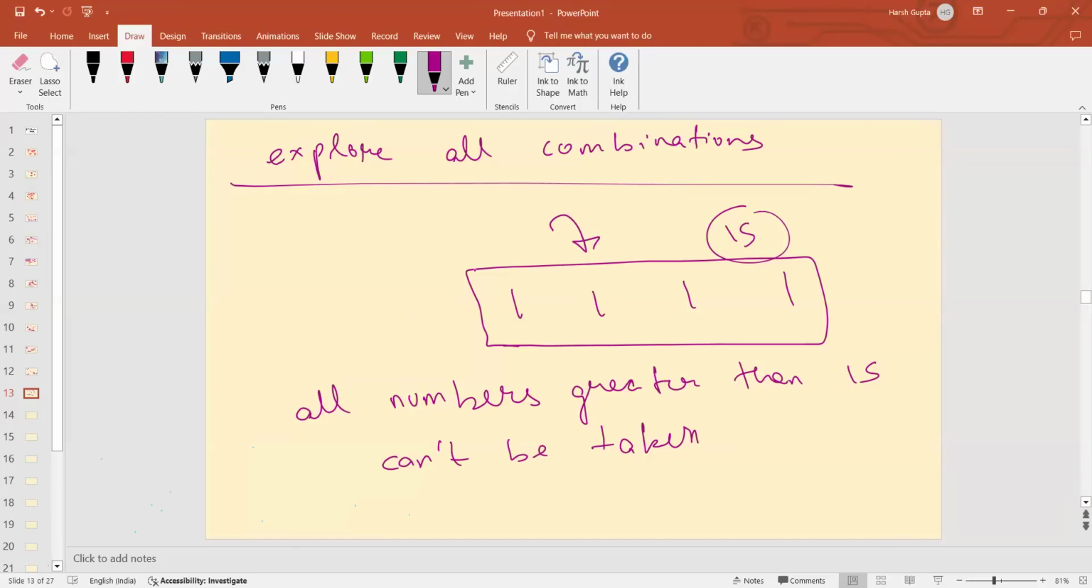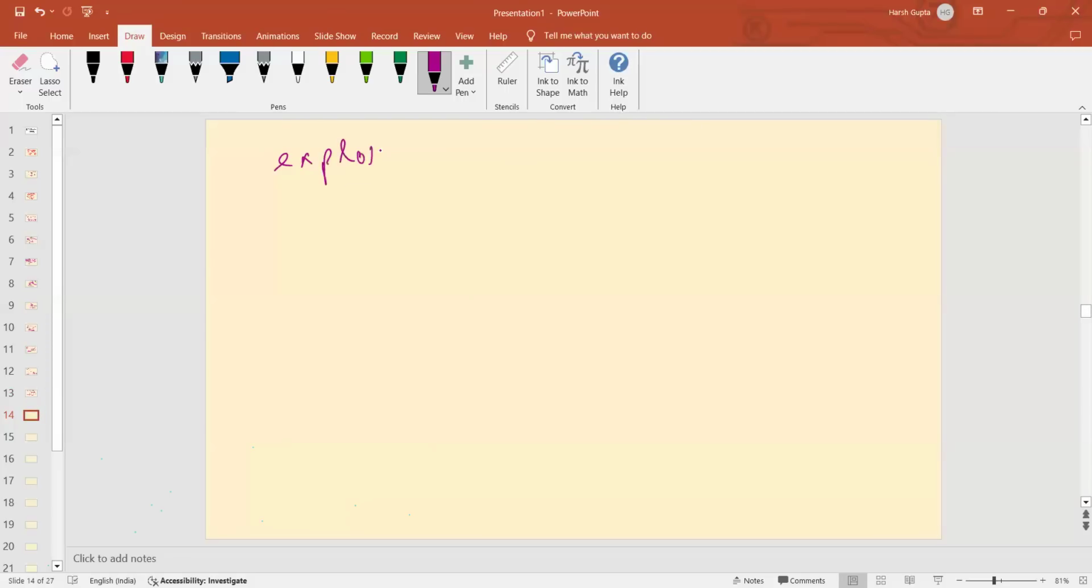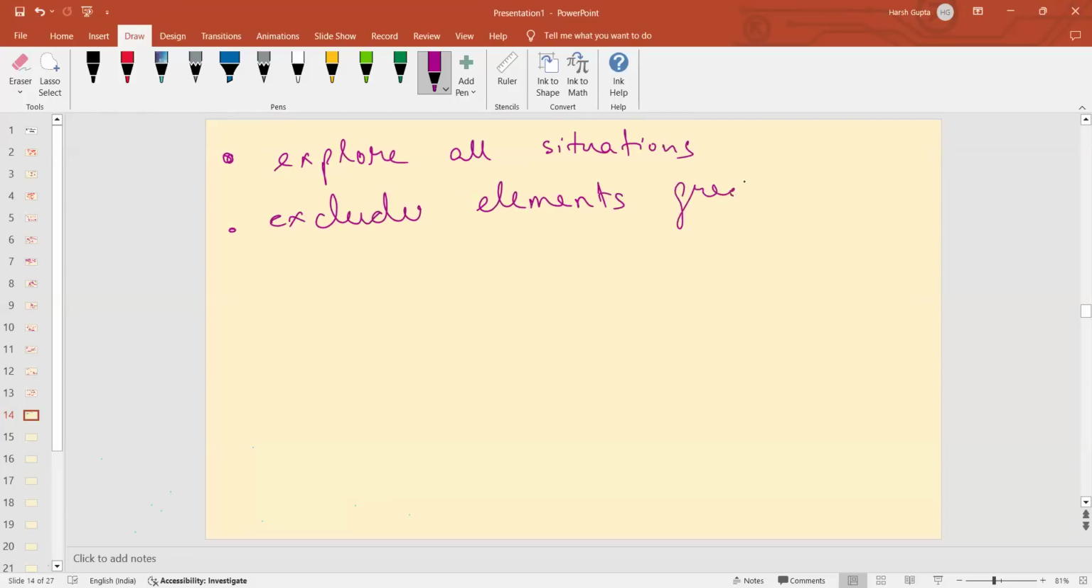And for now, I am only exploring this possible option: can I get something like this? What is the number of elements I need to remove to get this particular result? So can I say that all the numbers that are greater than 15 can't be taken? Isn't it? That is why I said, explore all situations. Exclude elements greater than the situation.